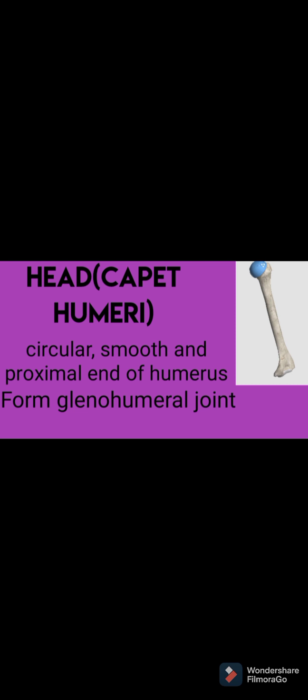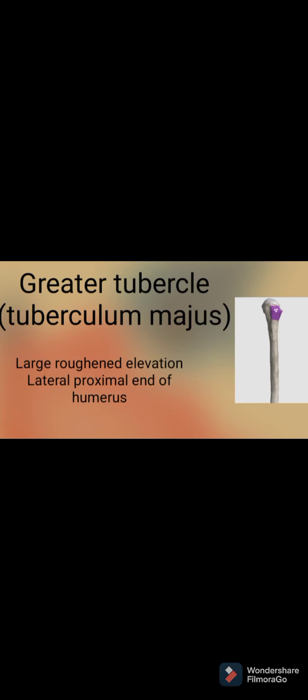Next is the greater tubercle, which is called the tuberculum majus, a large roughened elevation on the lateral proximal end of the humerus and proximal to the head of the humerus. The lesser tubercle, which is a small roughened elevation, also called the tuberculum minus, is present on the medial proximal surface of the humerus and is immediately inferior to the head of the humerus.